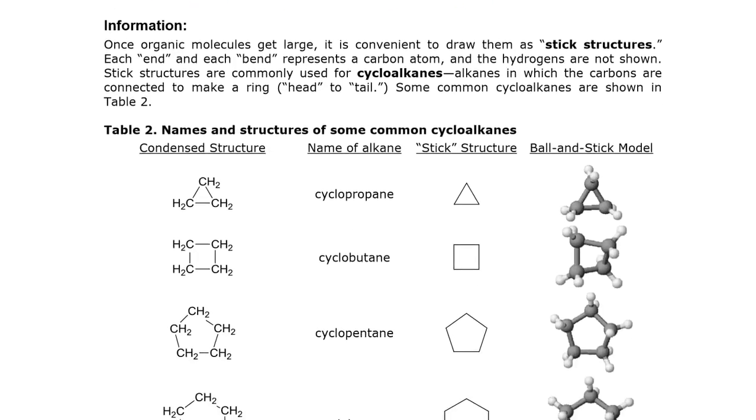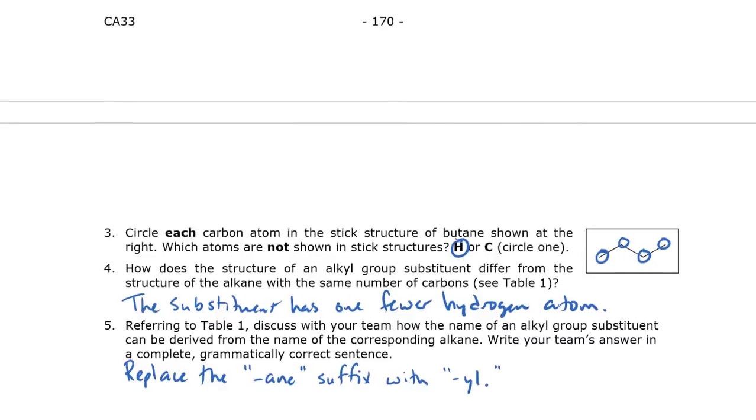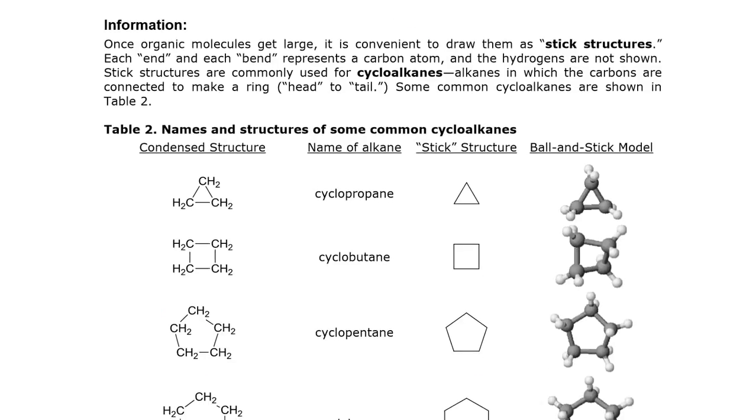Moving on. Once organic molecules get large, it is convenient to draw them as stick structures. Imagine if you have 100 carbons. You don't want to draw complete Lewis structures for 100 carbons and well over 200 hydrogens. That would just take forever. So it becomes a lot more convenient to draw them as stick structures. And each end and each bend represents a carbon atom.